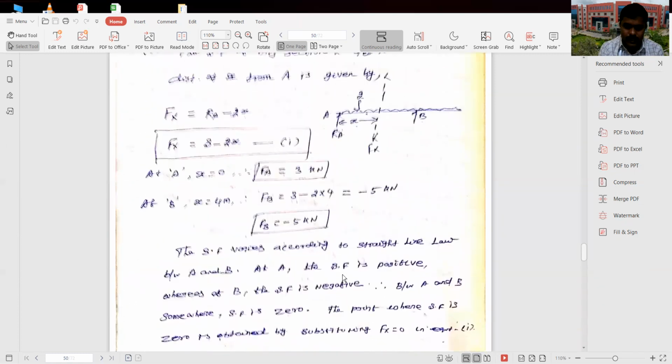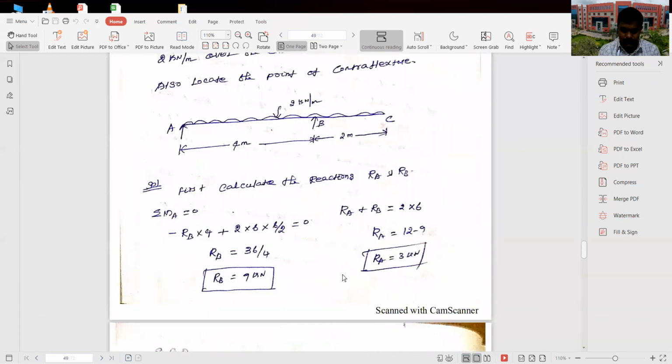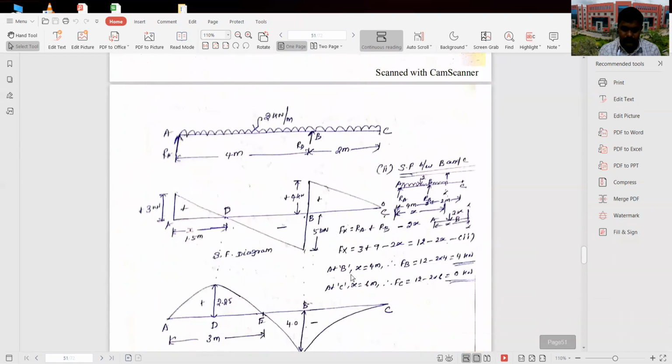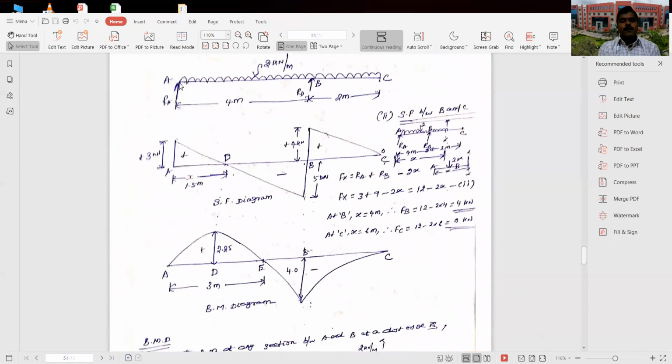So you can see in this figure, the shear force diagram. Here you can see at point A, the shear force value is 3 kilonewton. Then at point B, the shear force value is minus 5 kilonewton. Therefore, from the 3 kilonewton, you can draw a straight line to point B at minus 5 kilonewton. At a distance of x equal to 1.5 meter, the point D, the shear force value will be 0. So out of this 4 meter, at x equal to 1.5 meter, the shear force value will be 0.